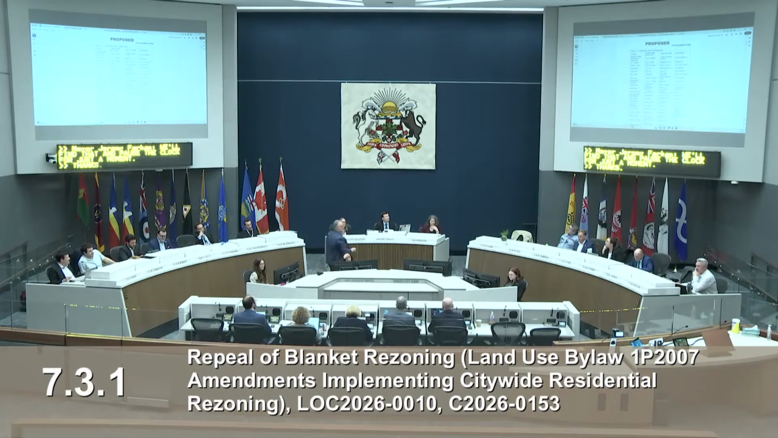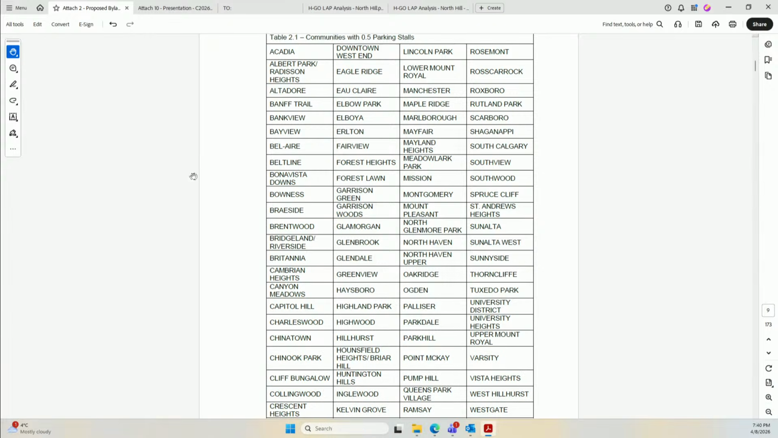Okay, you look at this table, it says pre-1960 communities with 0.5 parking stalls, and this is defined in the bylaw as pre-1960. Now, if you look at some of these communities, this is clearly being gerrymandered. A lot of these communities don't fall under that category. I believe previous council just put whatever communities they wanted in this table.